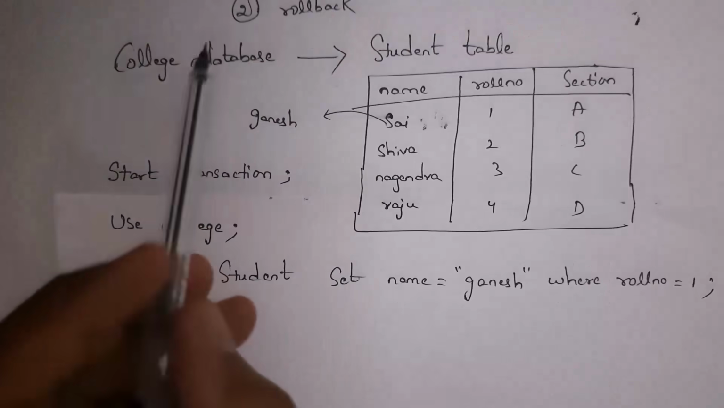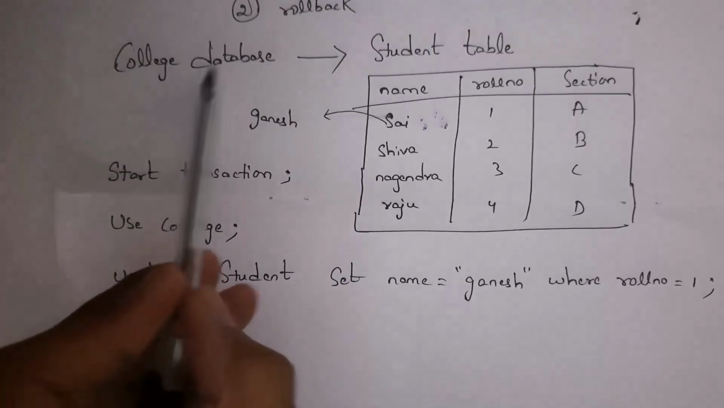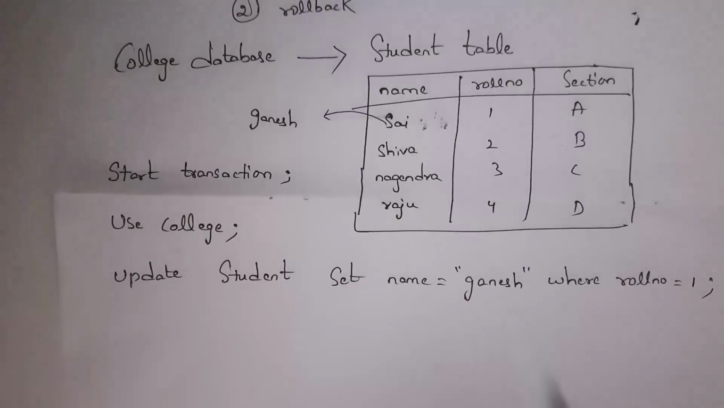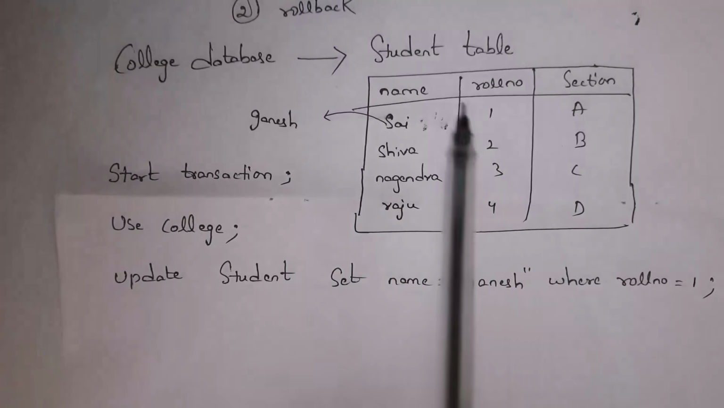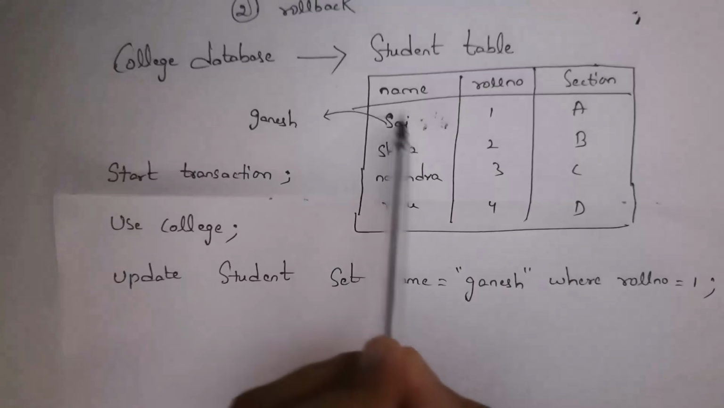Guys, for example, there is a college database. Inside the college database, there is a student table. This is the student table data. Now in this student table, I want to change name Sai to name Ganesh.